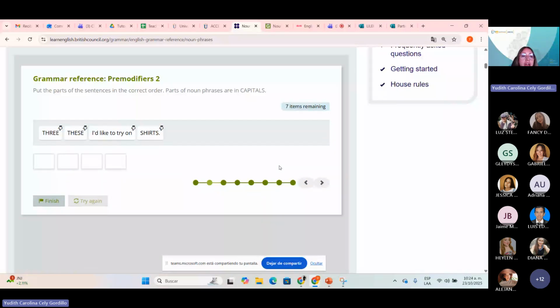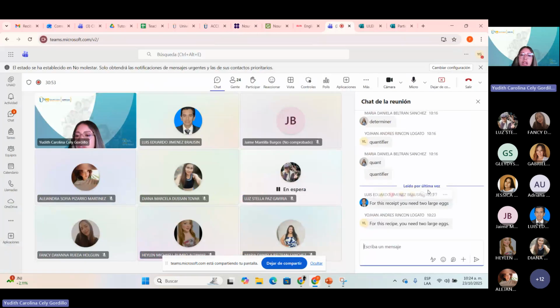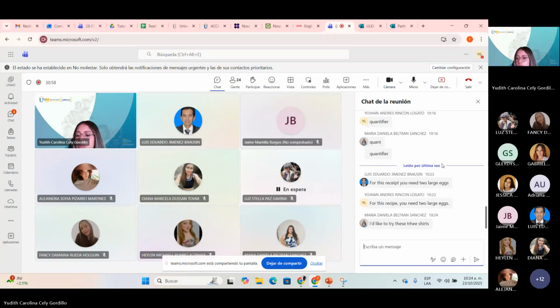What about this? "3 this I'd like to try on shirts." These are 4 words. What do you think is the order in those words? You can write on the chat. You can open your microphone and tell me. That's no problem. I'd like to try these 3 shirts. Maria and Daniela mentioned it.